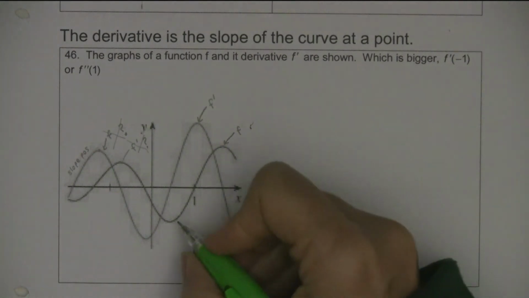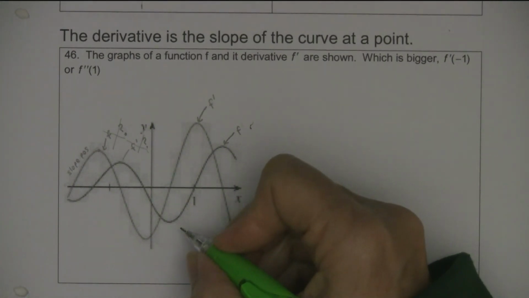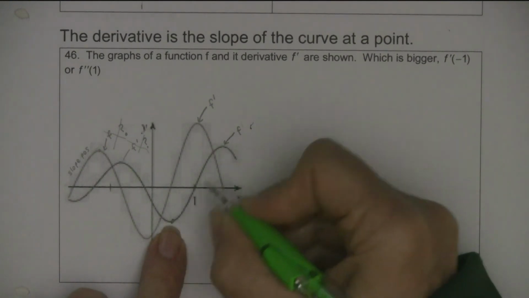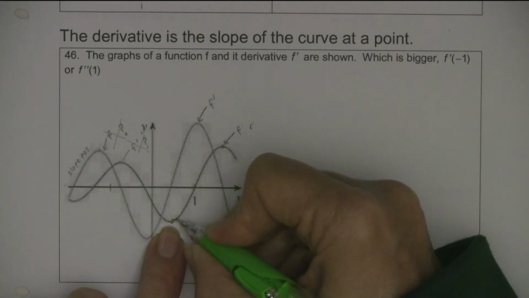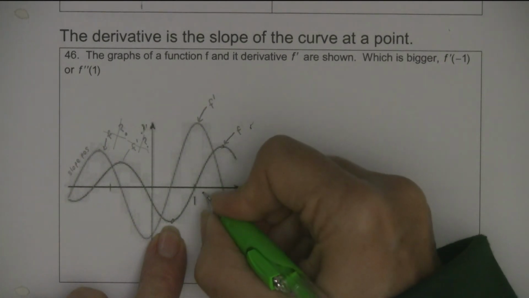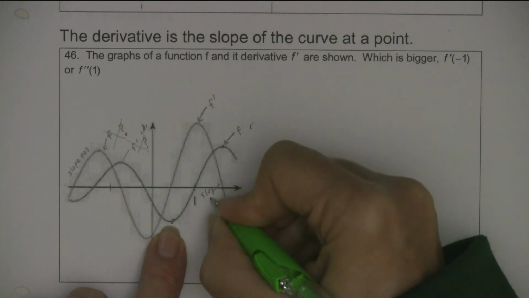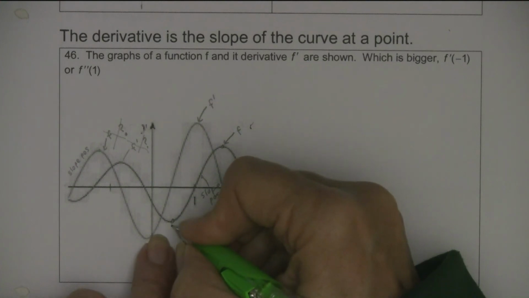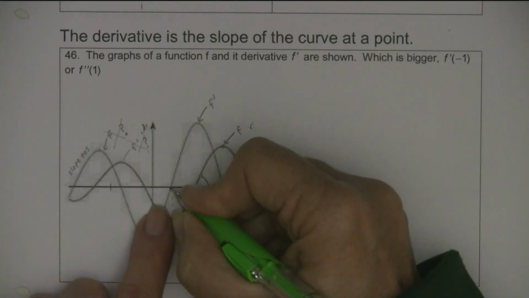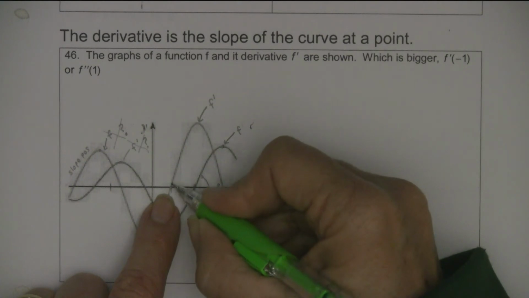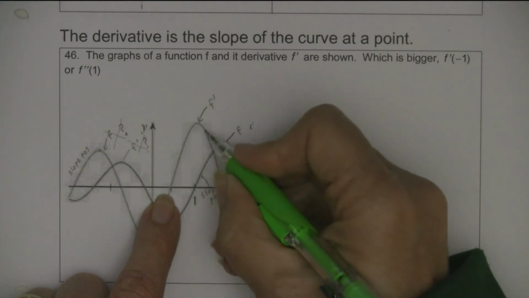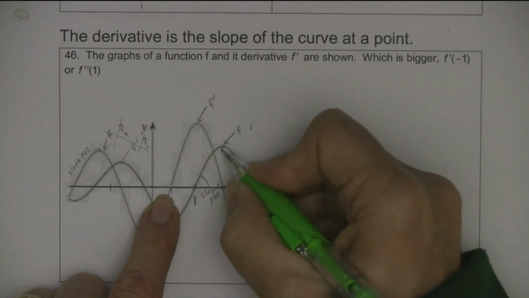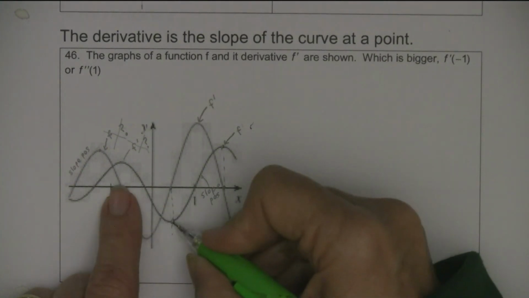Okay, so I'm looking for contradictions. From here to here, this is uphill. The slope is positive. So I'm looking at the dotted line here, and that would mean that f prime would have to be above the x-axis all the way to here. And you notice that it is, right? This is uphill.